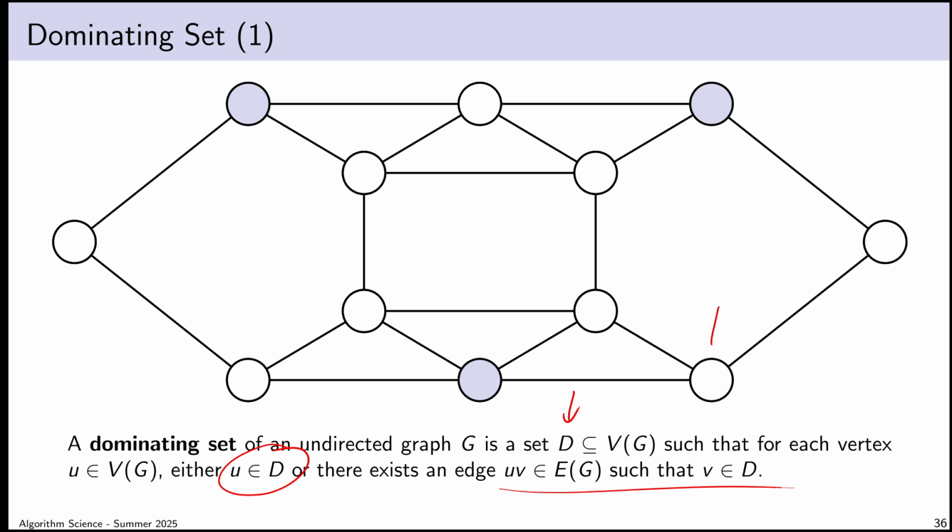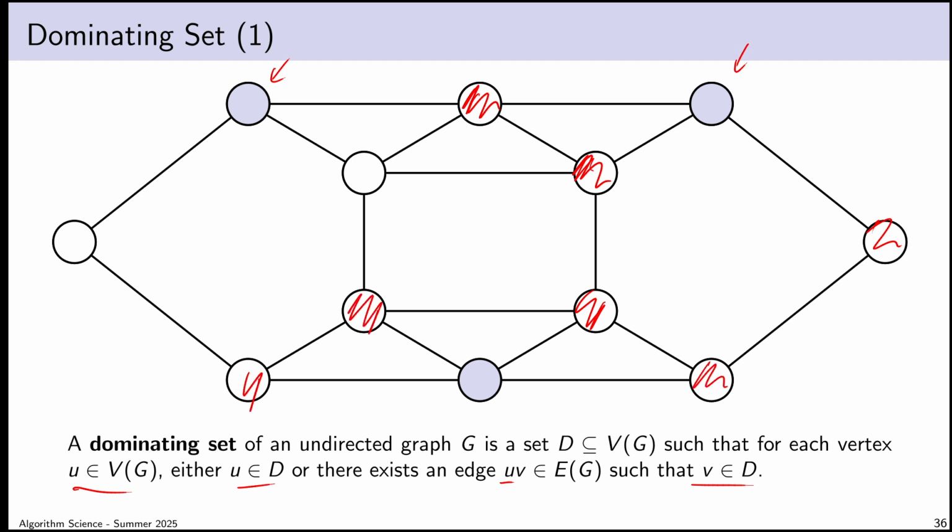Let's pick some other vertex. Here we are. This vertex is not in the set D, but one of its neighbors is in the set D. So we can frame that formally by saying, if I look at any vertex U, either U is in the set, or there is an edge from U to some vertex V, such that V is in the set. We can also think of this as: if I look at every vertex in the set and color in each of its neighbors, then I should end up with every vertex in the graph being covered, or being dominated, to use the term. That's where you get the term dominating set from.